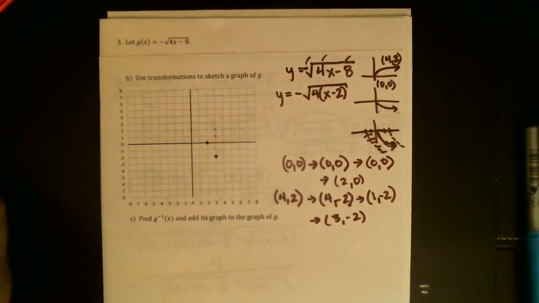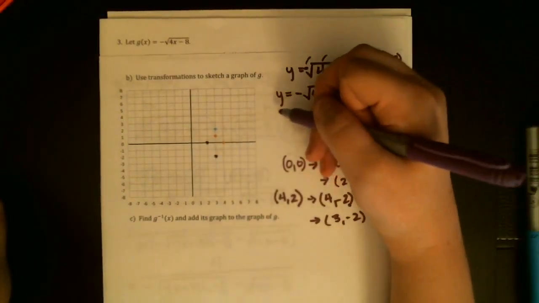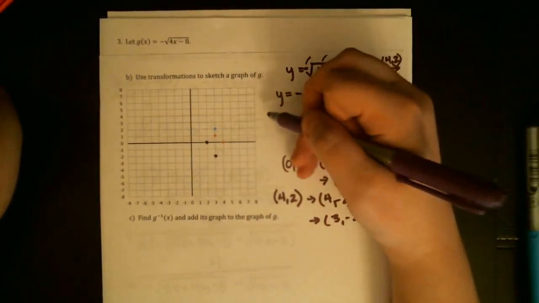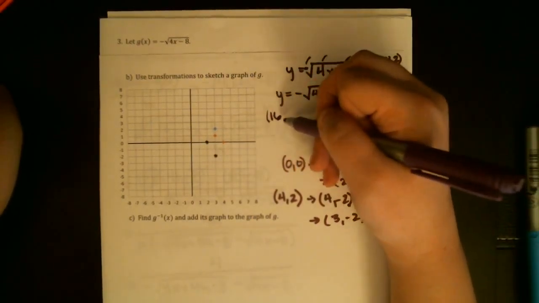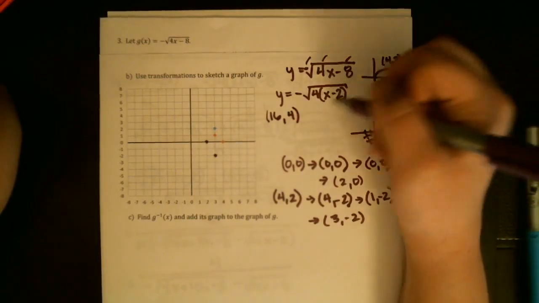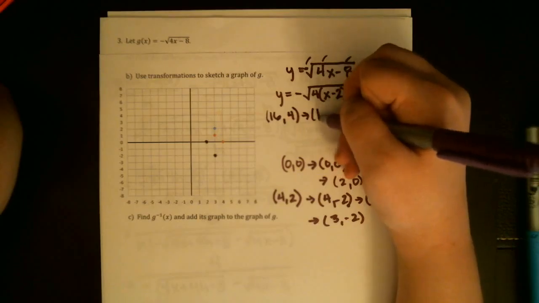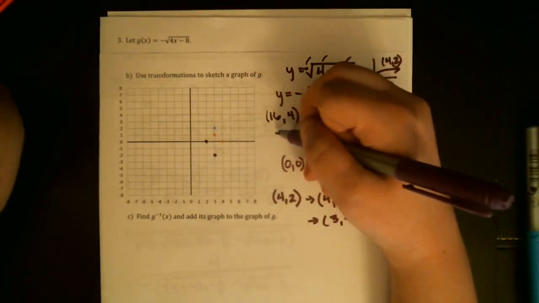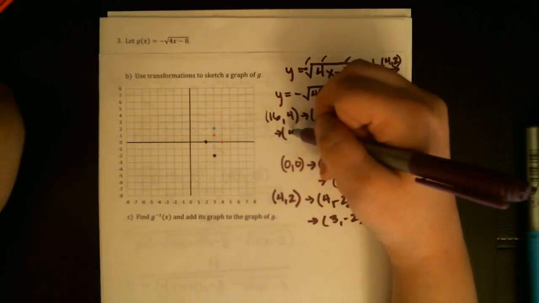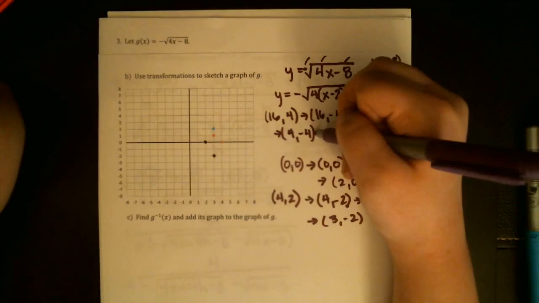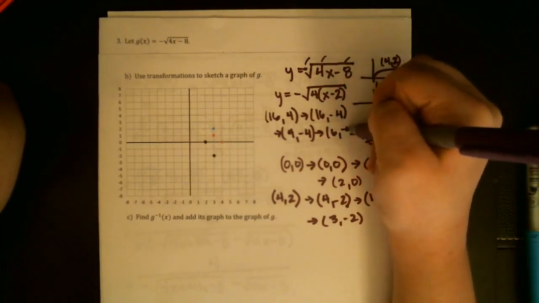Debating if I want to follow one more. I kind of want to follow one more point. We'll sneak it up here. Since I know I have to divide by 4, let's do 16, 4. That's another point on the basic square root function. So when we flip, it goes to 16, negative 4. And then horizontal compression, we'll put it at 4, negative 4. Divide your x by 4. And then right 2 puts it at 6, negative 4.